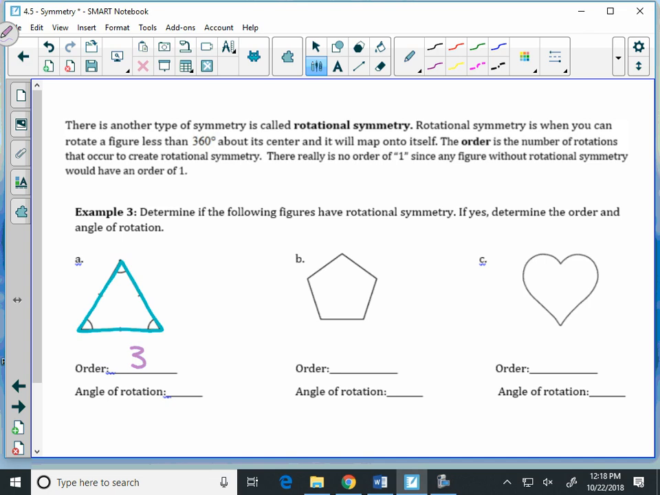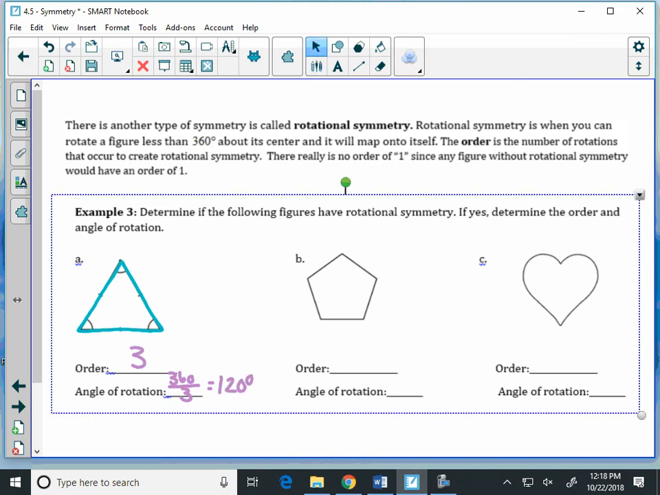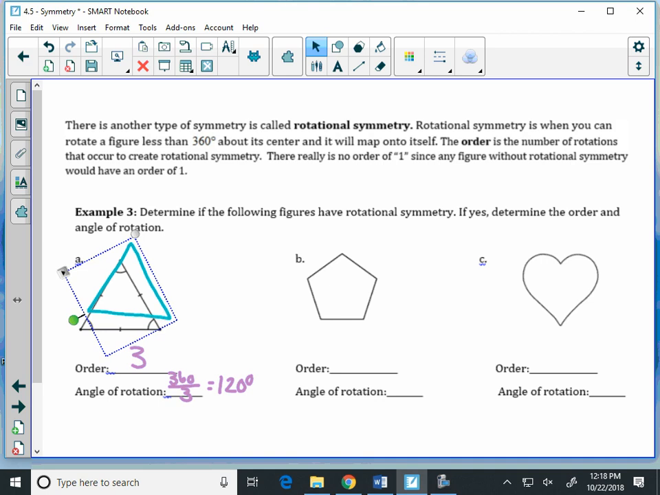We had to figure out the angle of rotation. How many degrees did we rotate it to get it to map up onto itself? To do that, what's a full circle? How many degrees are in a full circle? You do 360 divided by however many times you rotated it. What's 360 divided by 3? 120. So each of those rotations, this first one, that was 120 degrees. The second one was another 120 degrees. The last one was another 120 degrees. All 3 of those rotations were 120 degree rotations.